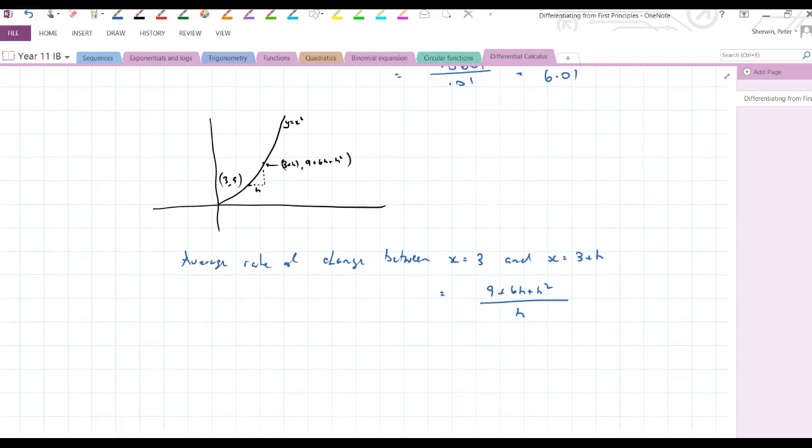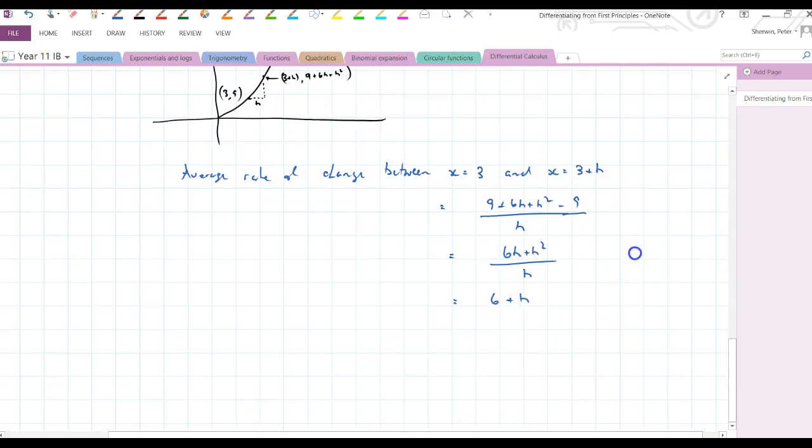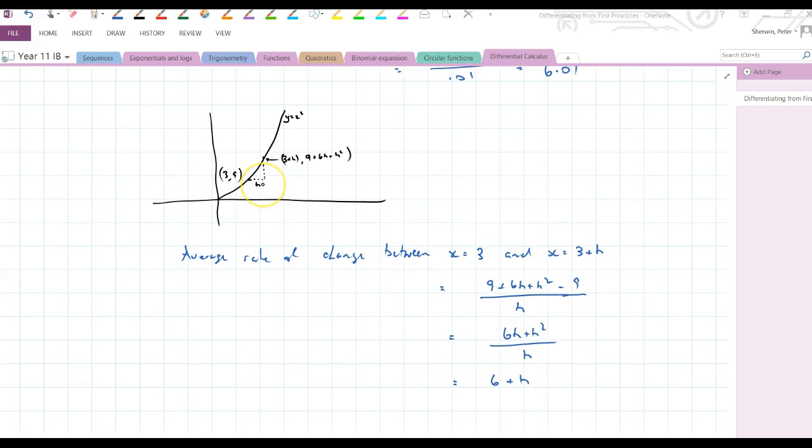Sorry, that's minus 9, isn't it? So it's this minus 9 over 3 plus h minus 3, which is h. So what's this equal to? The 9s cancel, I end up with 6h plus h squared over h. The h is cancelled there, so I end up with 6 plus h. Right, so now this gradient here is equal to 6 plus h.